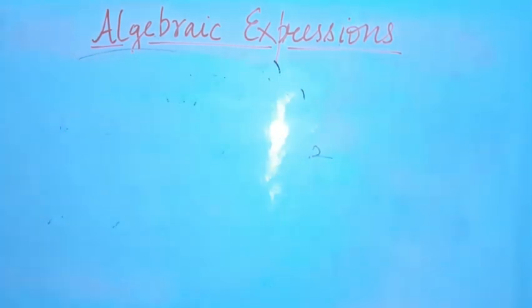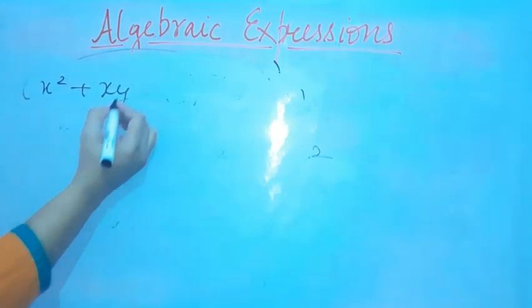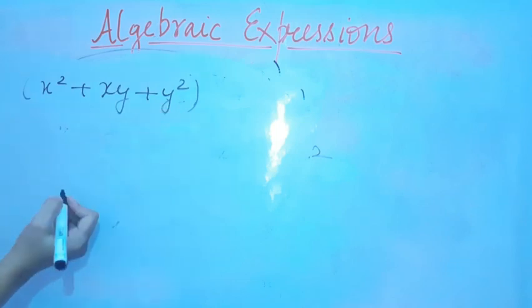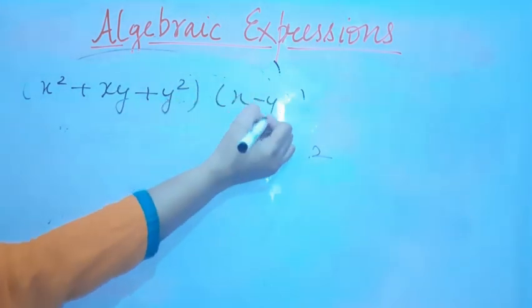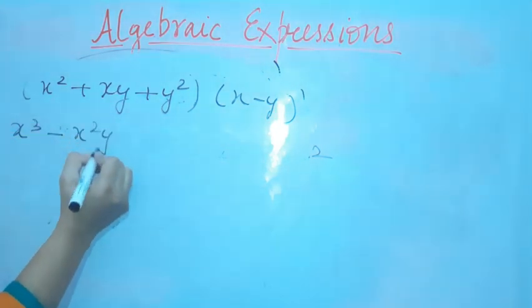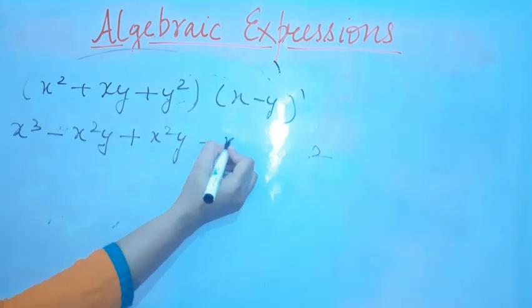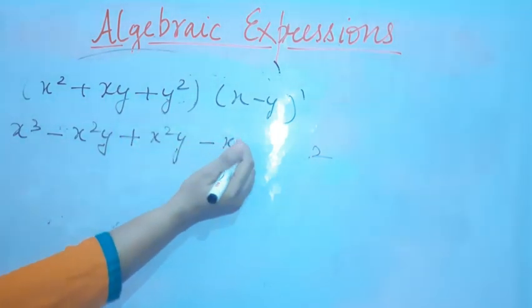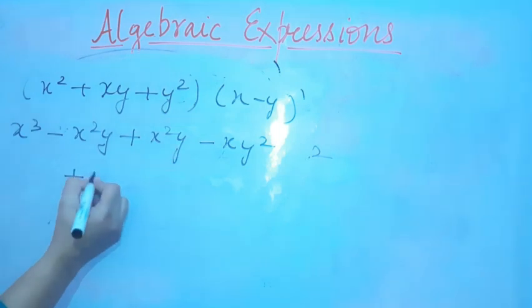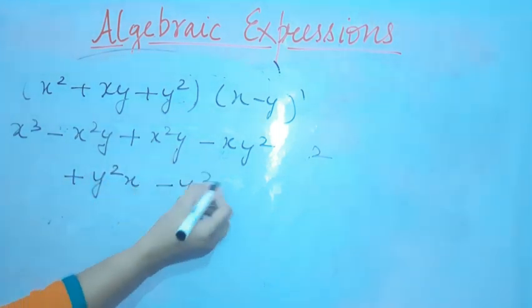Question number 25 and 26 will be homework. I am solving question number 24. So x square plus xy plus y square, bracket close, multiplied by x minus y. X square multiplied by x cube minus x square y plus x square y minus xy square plus y square x minus y square.